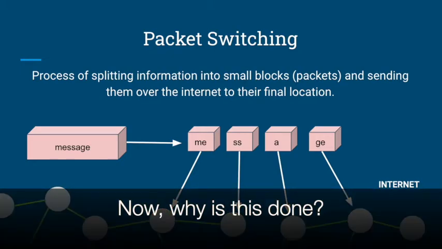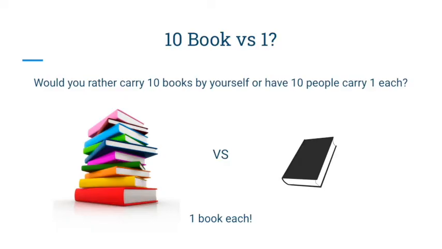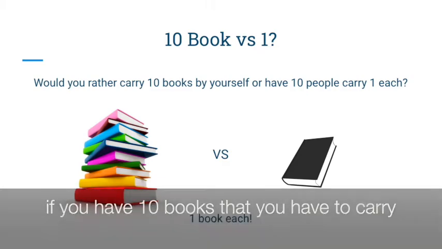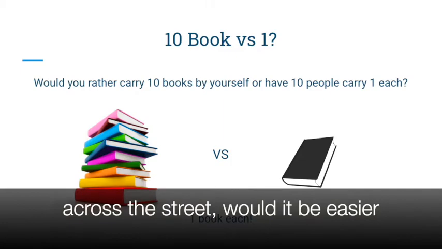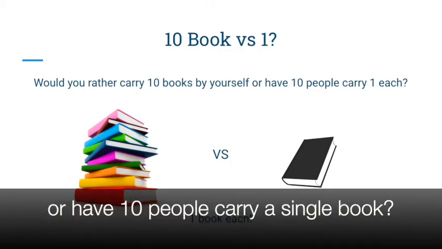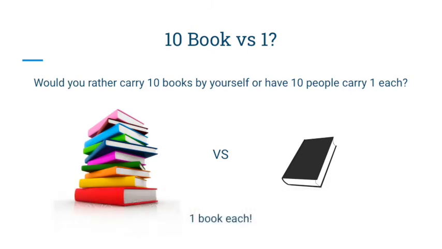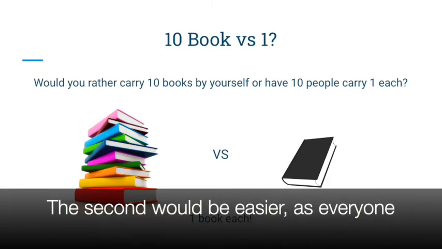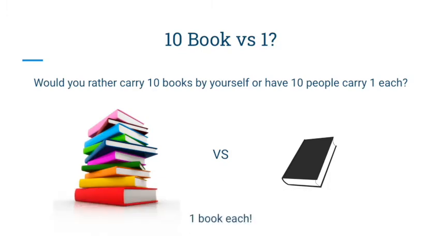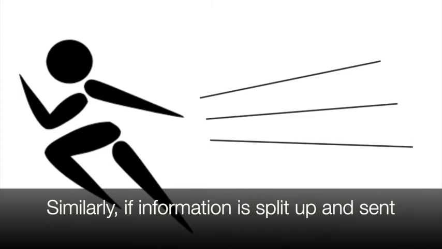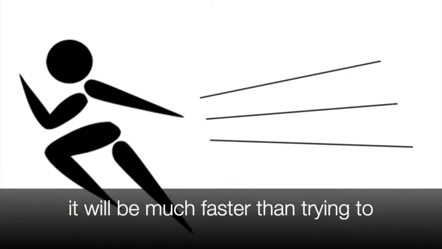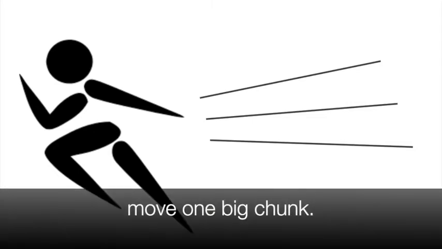Now, why is this done? Think about it like this. If you have 10 books that you have to carry across the street, would it be easier to carry all of them at once by yourself, or have 10 people carry a single book? The second would be easier, as everyone would only have to carry one book. Similarly, if information is split up and sent over the internet, it will be much faster than trying to move one big chunk.